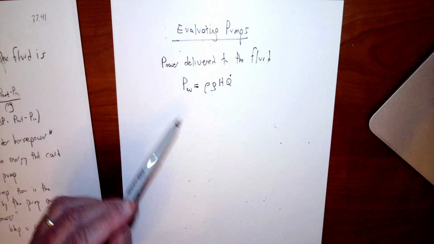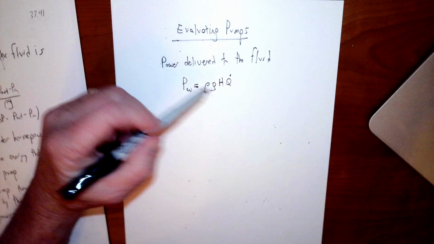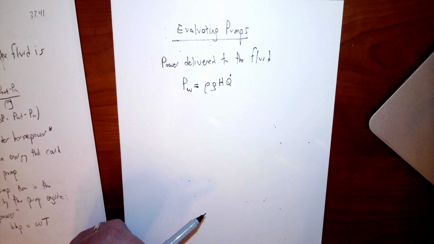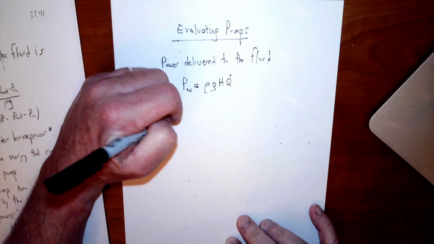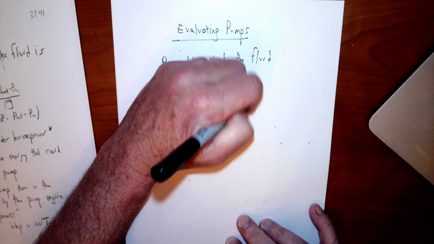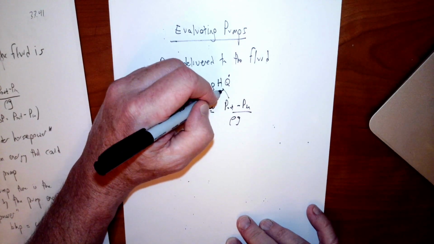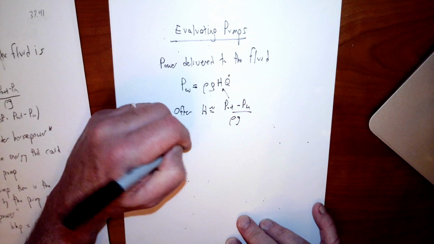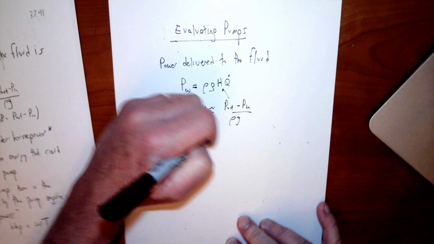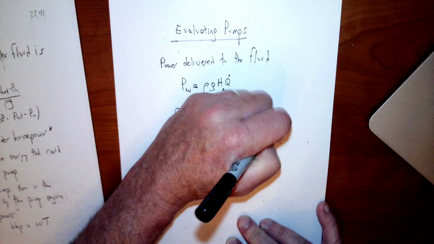symbolized by PW. It's rho G H, where H is the net head that we just talked about, times the volumetric flow rate Q. And so that's the definition of that. But we also know, as we just said, that H is approximately equal to (P out minus P in) over rho G. So if we plug that in for H here, we get that the power delivered to the fluid is just equal to Q times delta P, where delta P is equal to P out minus P in.